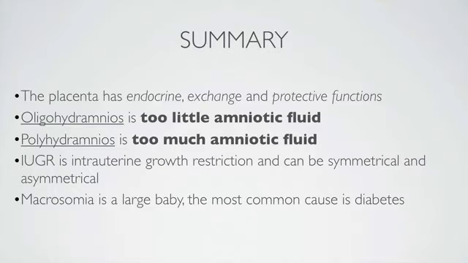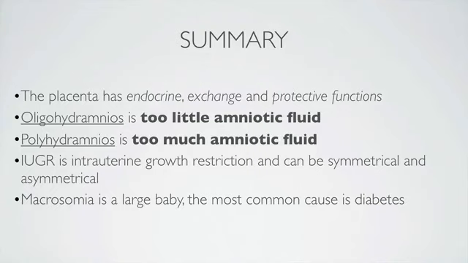So in summary, we've covered a lot there. The placenta has endocrine, exchange and protective functions. Oligohydramnios is too little amniotic fluid and can be caused, for example, with kidney problems like Potter's syndrome where there's renal agenesis. Polyhydramnios, where there is too much amniotic fluid, which is commonly caused by maternal diabetes.